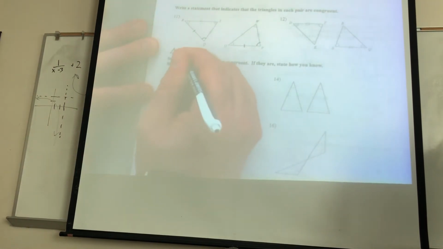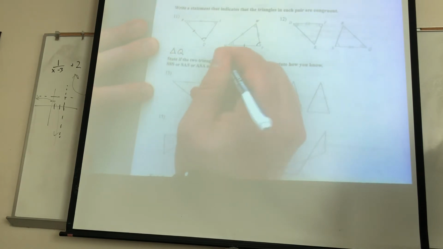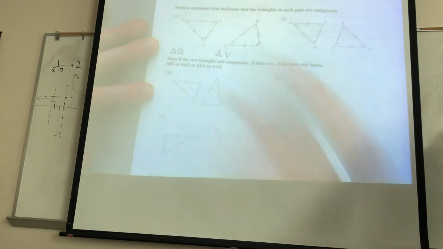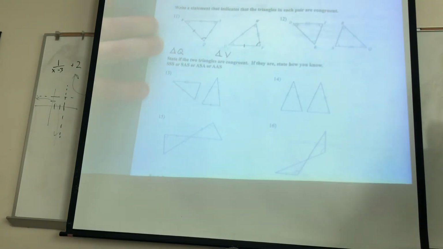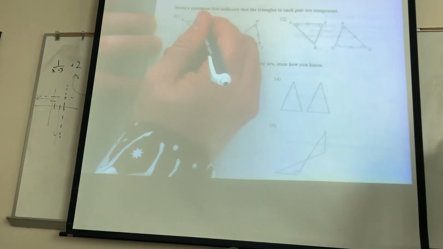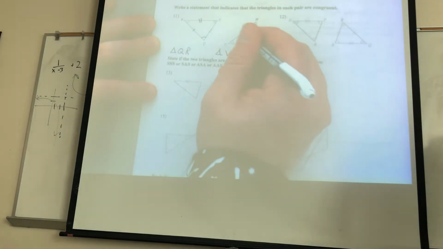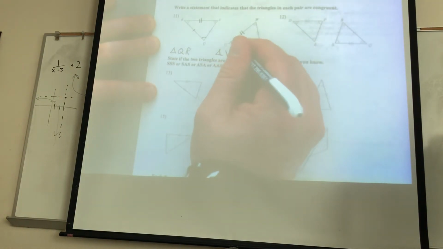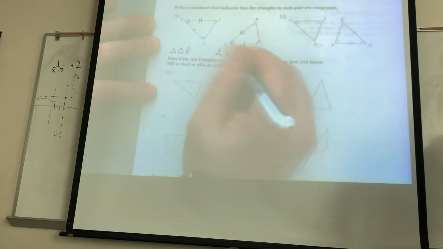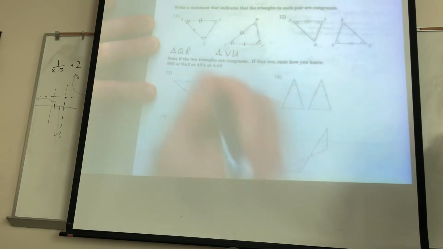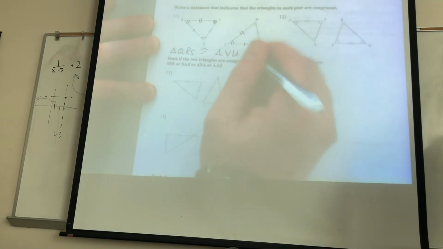So triangle, and I'll start with Q, and triangle, I'll start with V. I'm going to go to the one that has 2. This has 2 hash marks. So QR, this has 2 hash marks. This is 2. So VU. And then this has 3. QRS is congruent to VU. Here's my one with 3.